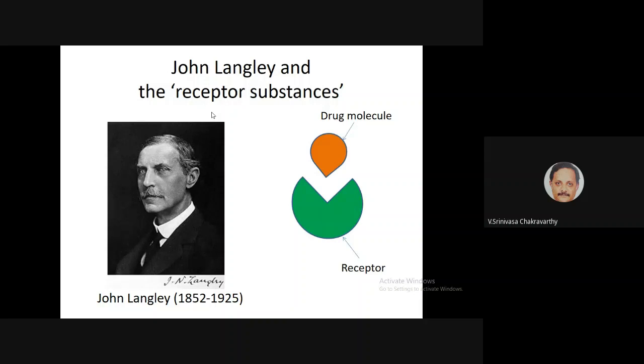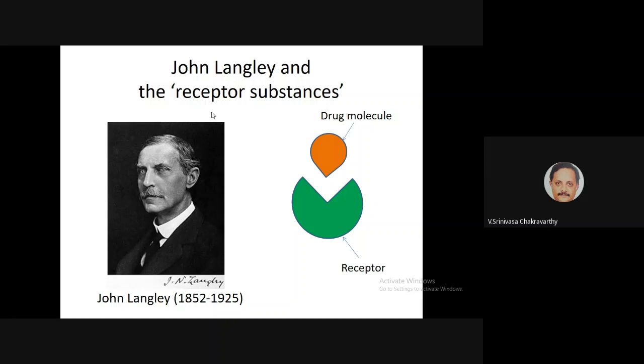Then John Langley proposed the concept of a receptor substance. Basically, what he is saying is that when a chemical acts on a cell, it doesn't act directly on the cell, but on another molecule which is present on the cell. This molecule present on the cell, he calls a receptor or receptor substance. The chemical acting on the cell and the receptor have some kind of specific affinity. That is, only a certain chemical can act on a certain receptor. So this is how you get specificity, and this can be used to design drug molecules.